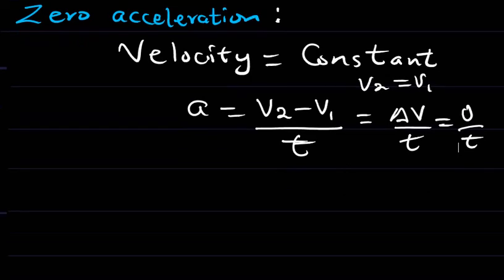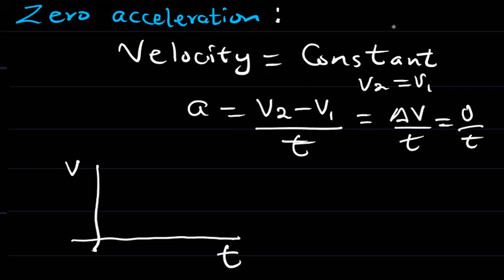So how do we represent that in a velocity-time graph? Velocity versus time. Such can be represented by a horizontal line. Let's say the velocity is v. So I use a horizontal line to indicate that the velocity is the same.